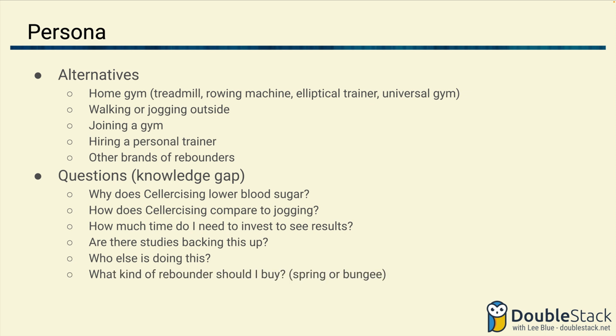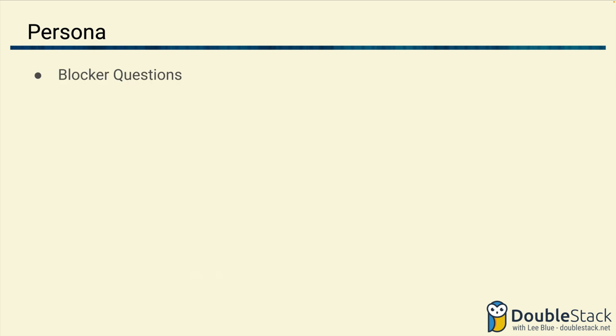Because you can get ones with springs, you can get one with bungees, and what's the difference between the two? So there's going to be a lot of questions that we need to resolve before somebody's actually ready to buy a rebounder. And then there's blocker questions. How we were just talking about the two different kinds.